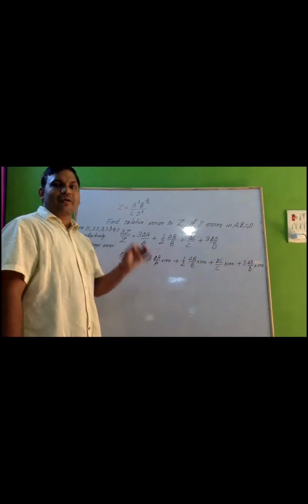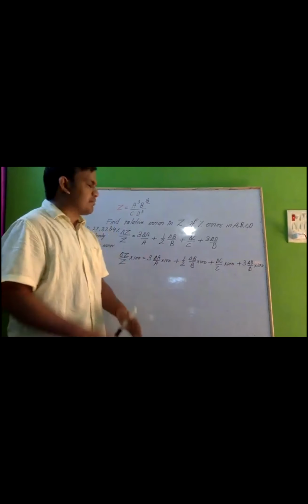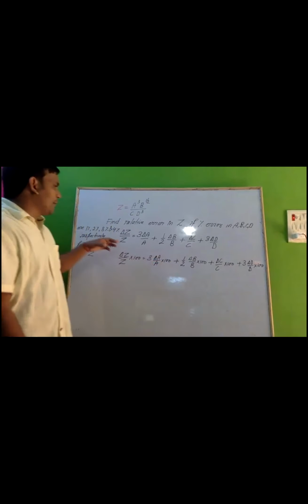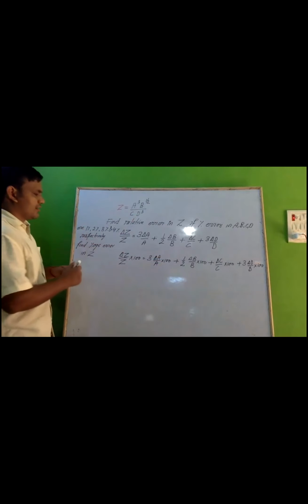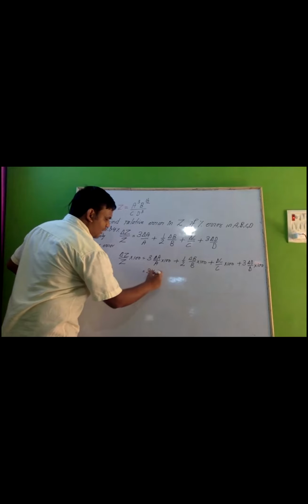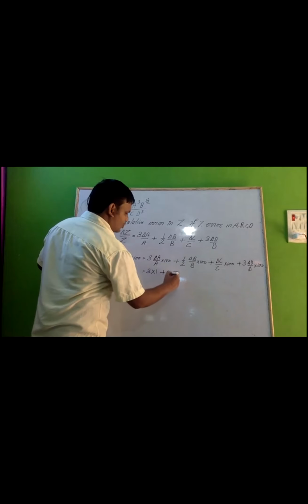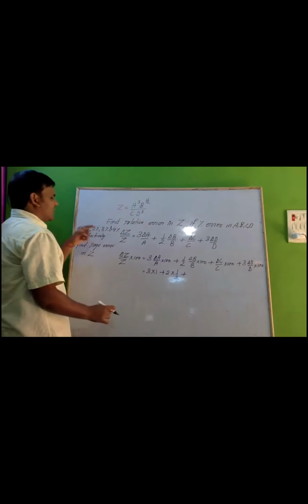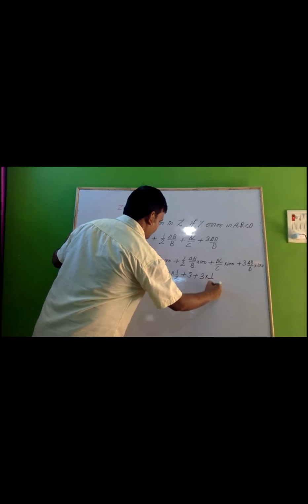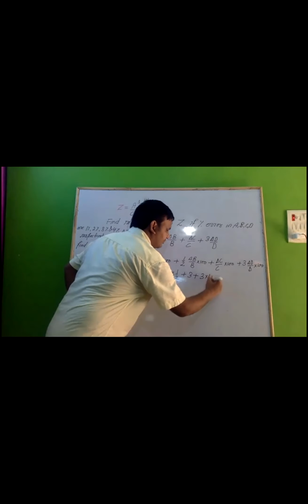So what you can do right now is put the values of the percentage errors. The percentage error of a is 1%, so it can be written as 3 into 1, plus the percentage error in b is 2%, so 1 by 2 into 2, plus delta c, where the percentage error of c is 3, so 1 into 3, and this will be 3 into 1 by 4.